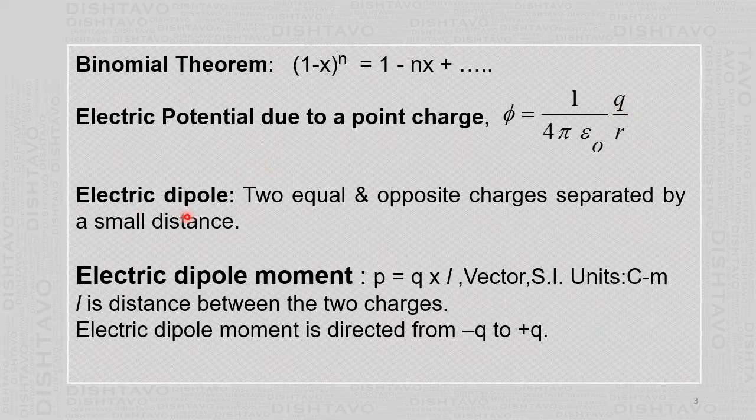The electric dipole consists of two equal and opposite charges separated by a small distance. Then the physical quantity associated with the electric dipole is electric dipole moment, which is P equal to Q into L. L is the distance between the two charges. It is a vector quantity. It is directed from minus Q to plus Q, and its SI unit is coulomb meter.